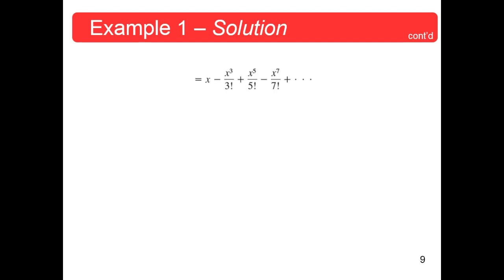Only the odd powers of x, 1, 3, 5, 7, 9, alternate signs, plus, minus, plus, minus, plus, minus, and your denominators are whatever your exponent is, your 3 factorial, 5 factorial, 7 factorial, and so on. And believe it or not, that gives you the sine function.